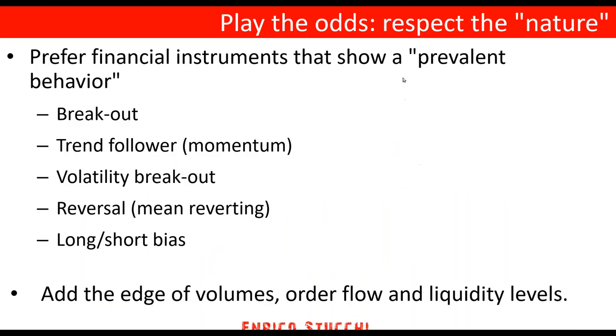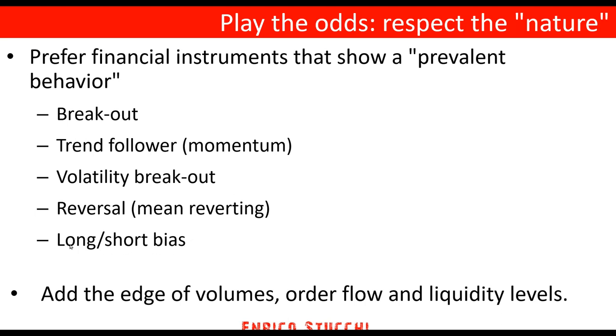Okay, trading tips. First one, when you are trading, I suggest to prefer financial instruments that show a prevalent behavior. Every instrument can have, let me say, trend follower behavior or a prevalent reversal. In trend following, you can have some instruments that prefer breakout strategies, some other momentum strategies, and some other that accelerate, so they follow volatility breakout strategies. While some other instruments prefer mean reverting strategies, so you prefer to trade a reversal pattern, and some instruments have a long or short bias.